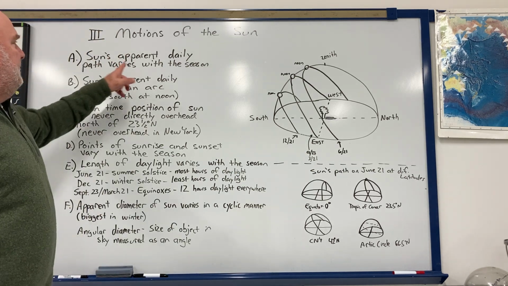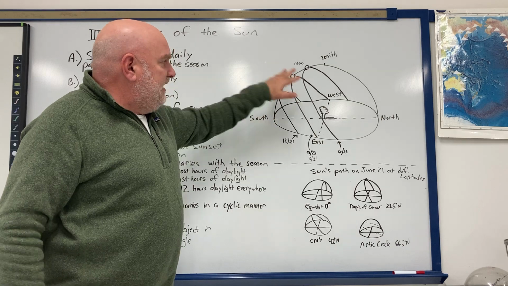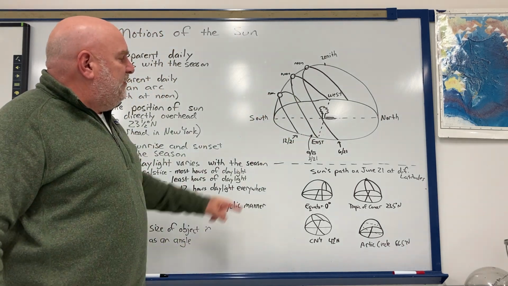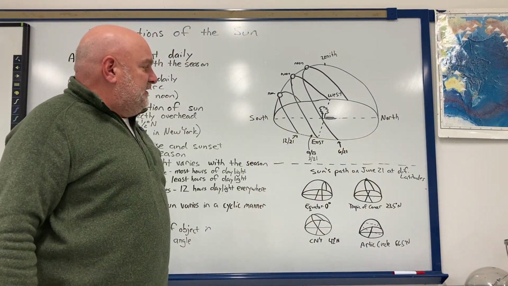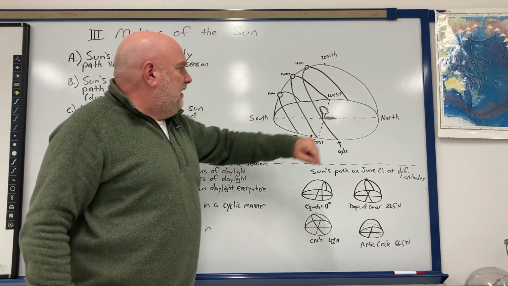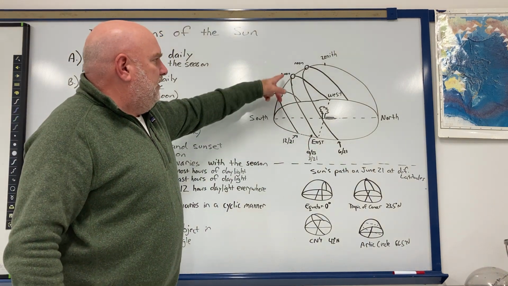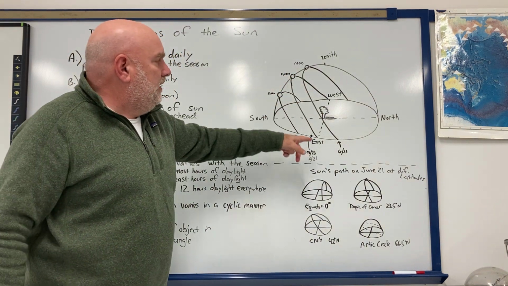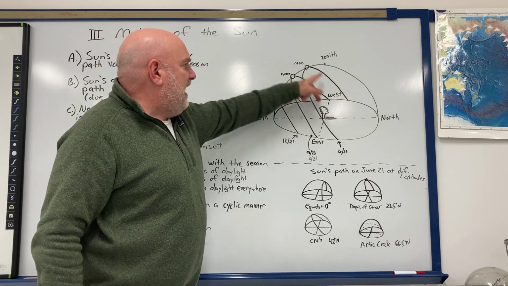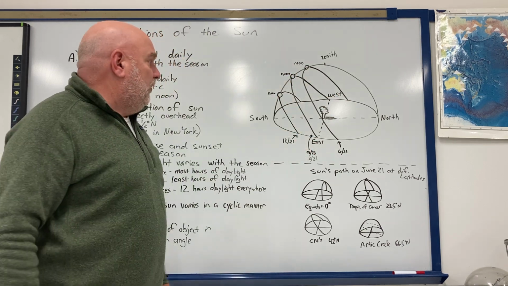So the sun's apparent daily path varies with the season. And that's what this shows you right here: these are the various paths the sun takes at different times of the year. So the path it takes in June is very different from the path it takes in December or in the spring and fall. All right? So it gets to different heights in the sky, the place where it rises and sets is different, and so forth.